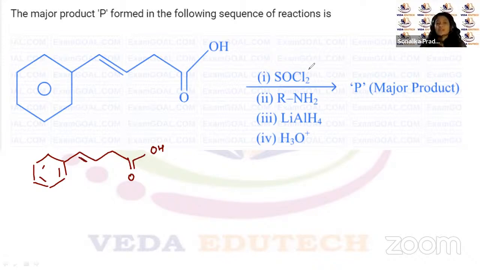Okay. So you're having SOCl2. Yes. So it's not going to do nothing, but it's going to just remove this OH for you and get you a Cl. Halogenation, kind of, right?